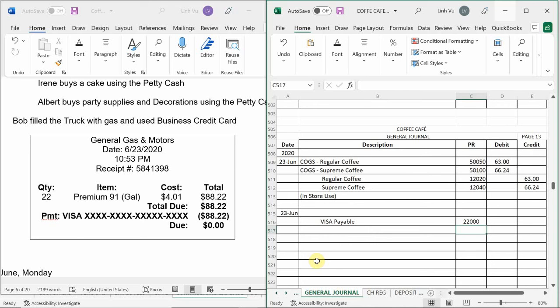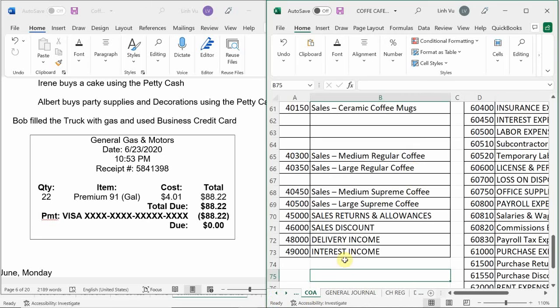What did I spend money on? Fuel. Okay, now let's take a look at our chart of accounts. Since I bought gas, would that be an expense to the company, or is that something that we own, or what would you categorize this? It'll probably be an expense to the company.